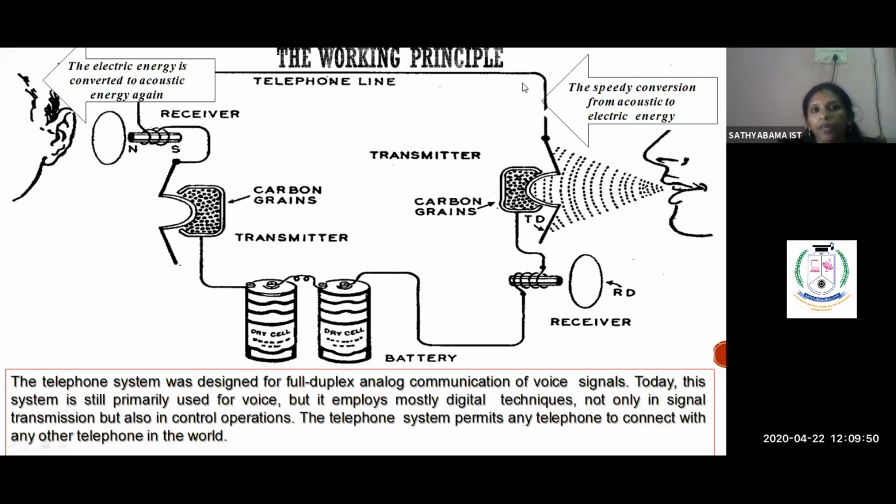Okay, again from the receiver end, your telephone communication is nothing but a two-way communication, which is also called a full duplex analog communication. What is full duplex analog communication? It is nothing but simultaneously a person can hear and also can communicate. Okay, so that is your full duplex analog communication. So the telephone system was designed for full duplex analog communication of voice signal.